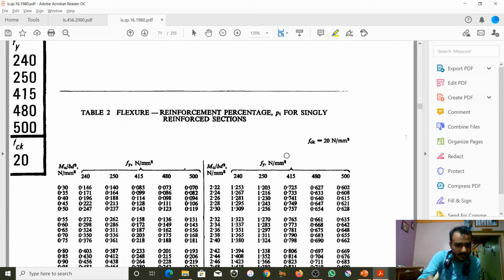Okay, here is the second table. Table number 2 is used for the PT. FCK 20 Newton per mm square. But check this Fy, we have 415 here. So we can use this table. Both values we can find from here.